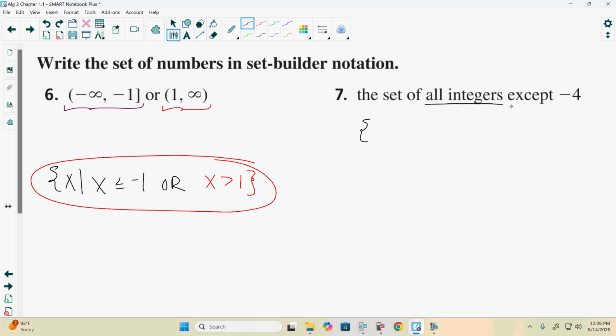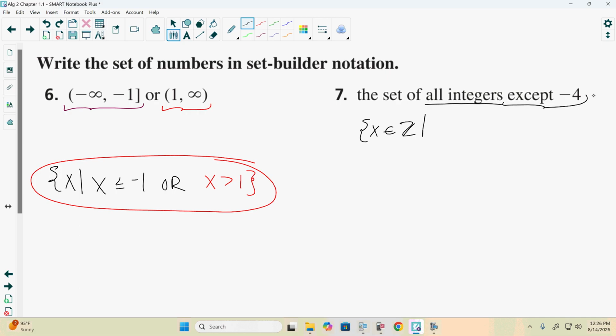We're not talking about real numbers anymore. We're talking about the integers. X is an element of the integers, X, E, and our Z with an extra line. X is an element of the integers such that, our description, the set of all integers except -4.